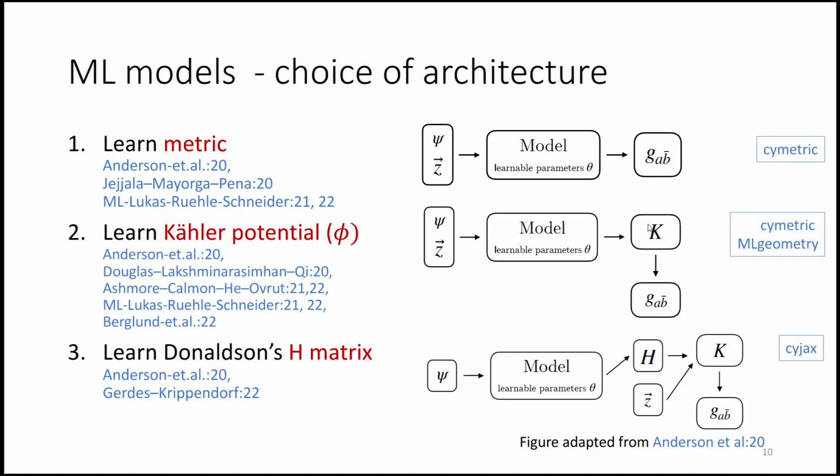With that thought, this is something that has been explored in these recent papers. So there are examples of algorithms that learn the Calabi Yau metric, that learn the Kähler potential or the function phi, and there are also examples of machine learning models that are based on Donaldson's algorithm and learn this matrix h of coefficients of this expansion of the Kähler potential in the spectral basis. And I've also written here, so here are some illustrations for what these implementations look like, and here are the packages that include these particular implementations.